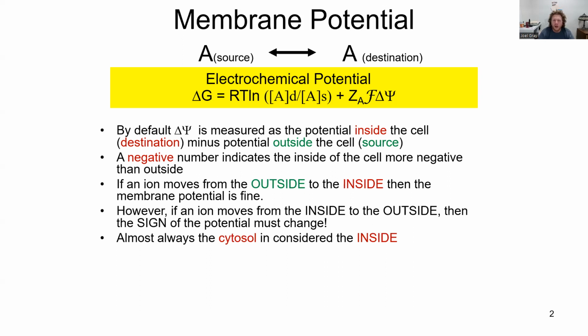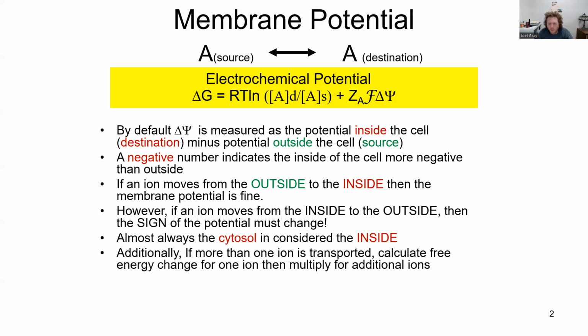Okay, so almost always the cytosol is considered to be the inside of the cell, of course, or the inside destination. Of course, this could vary if you're talking about a mitochondrial protein or a protein that is involved in transport of ions across any other membrane. Okay. If more than one ion is transported, you need to calculate the free energy change for one ion and multiply for additional ions.